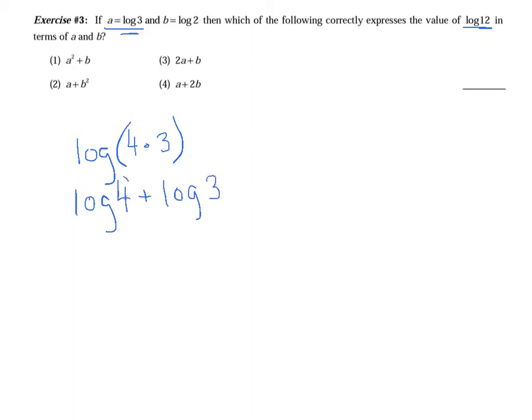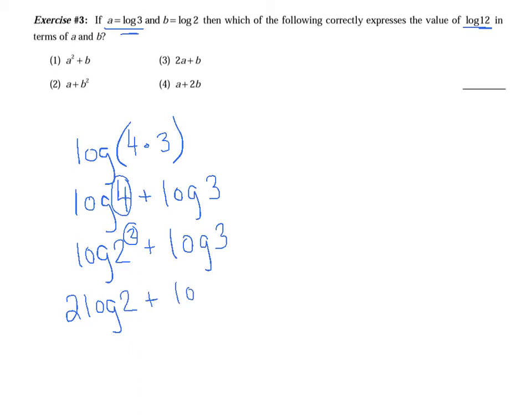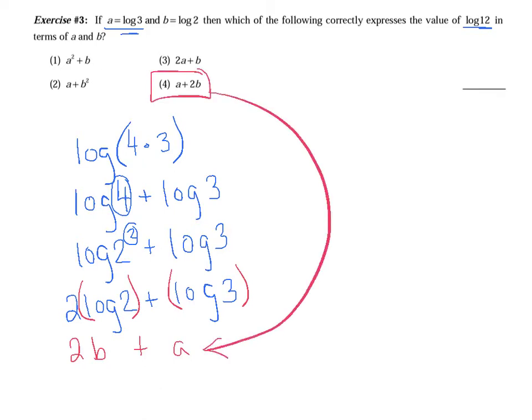And then I'm going to rewrite my 4. That's really a 2 squared. And so we're going nice and slow in slow motion here. And then we could use our third log property that says, hey, this exponent can become the coefficient in front of that term. And so we get this kind of expansion. And then you'll notice that the log of 2 is really b, and the log of 3 is equivalent to a. So 2b plus a, let's see, this one right here is equivalent. It's not in the same order, but it certainly is equivalent to what I have.